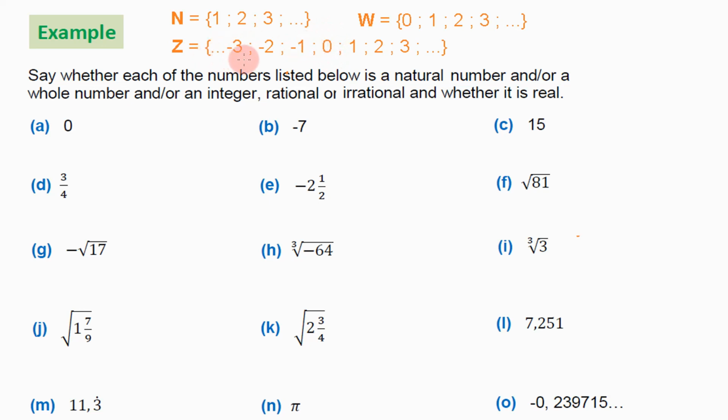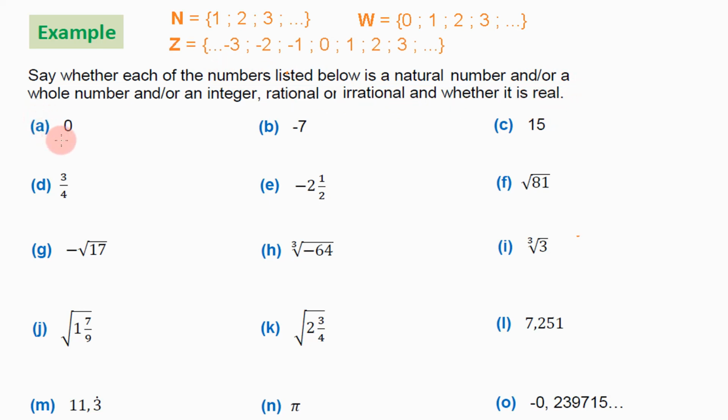Then also important to note that if a number is a natural number, or a whole number, or an integer, it will automatically be rational, since the natural numbers, the whole numbers, and the integers are subsets of the rational numbers. Then if a number is any of these, whether it's natural or whole or an integer or rational or irrational, it will automatically be real as well, because all these number systems are subsets of the real numbers.